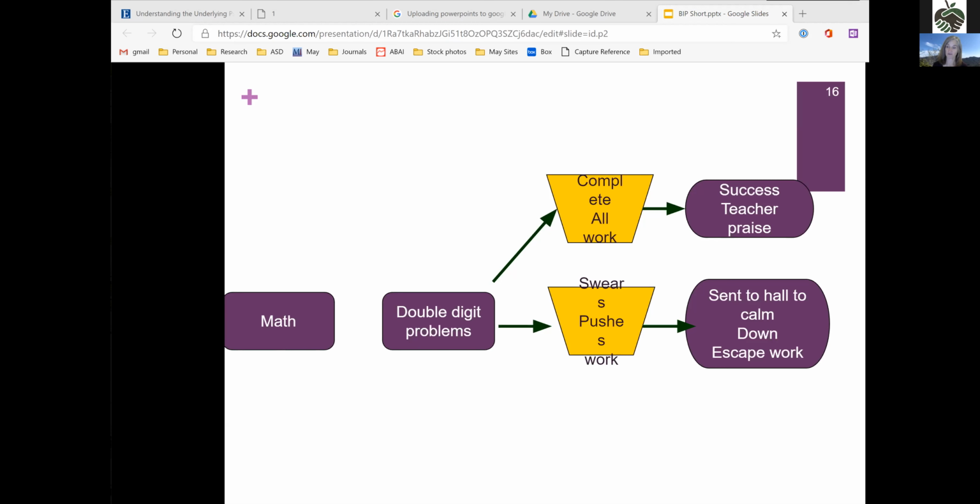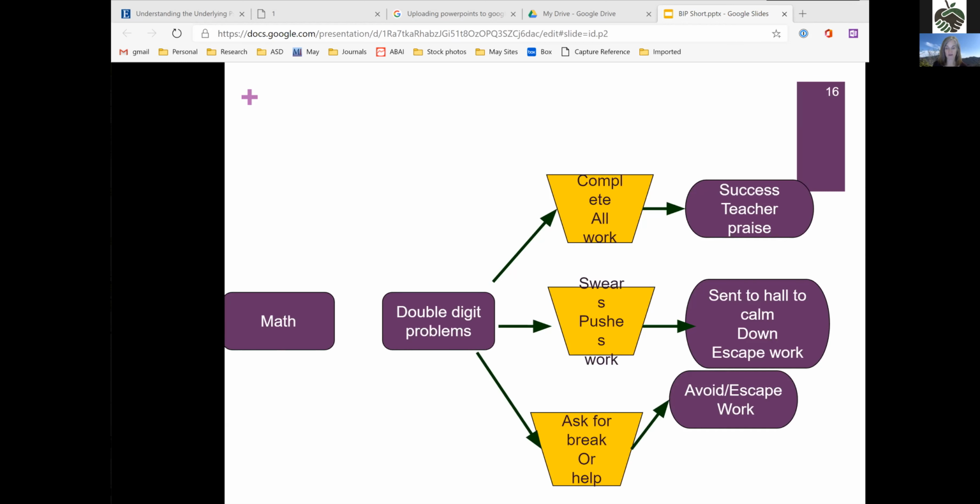It also might result in a bigger payoff. Maybe when I swear and push my work away, I get sent out in the hallway, but I have to come back and do all the work by myself. Maybe if I raise my hand, I still get a break, but I don't have to come back and do the work. So there's a bigger payoff. Those are just some examples, but it's super important that you think about making sure that this behavior works.